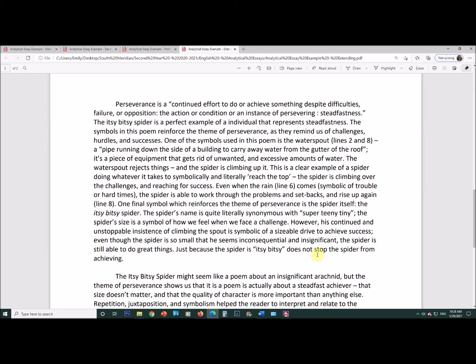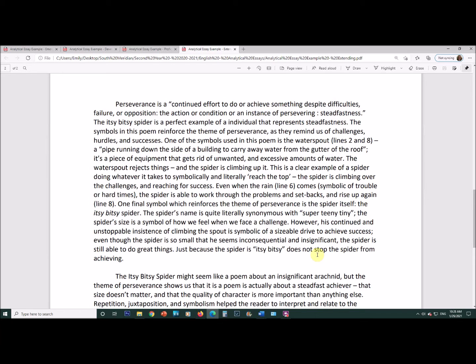One of the symbols used in this poem is the water spout, lines 2 and 8, a pipe running down the side of a building to carry away water from the gutter of the roof. It's a piece of equipment that gets rid of unwanted and excessive amounts of water. The water spout rejects things, and the spider is climbing up it. This is a clear example of a spider doing whatever it takes to symbolically and literally reach the top. The spider is climbing over the challenges and reaching for success.